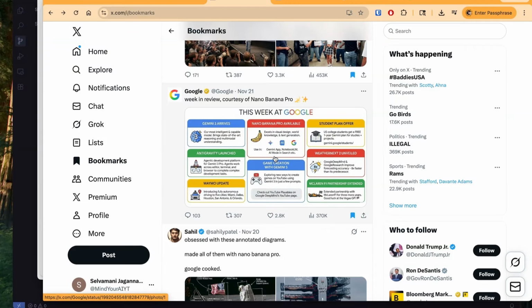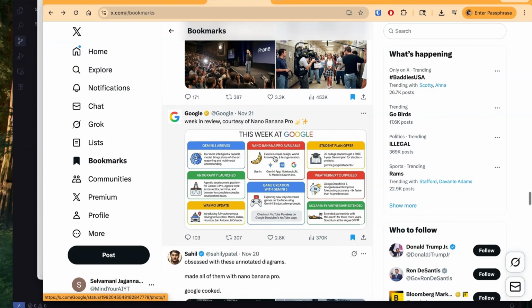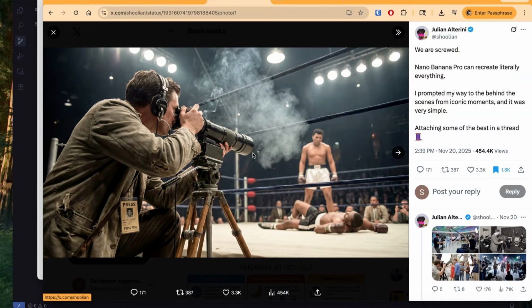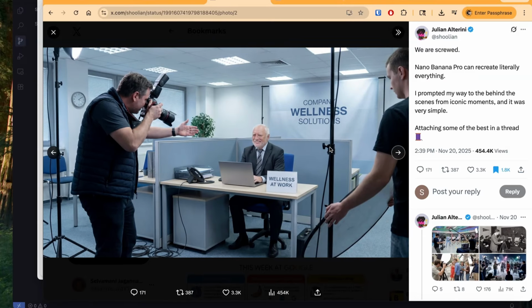This again is a simple slide that was created by Google. These are some behind the scenes pictures of some iconic moments. This is obviously Muhammad Ali, his win, his famous picture. I actually don't remember the opponent. It's probably Joe Frazier, but I don't remember. Amazing moment, right? This is a very popular meme photo, and the behind the scenes picture is amazing.